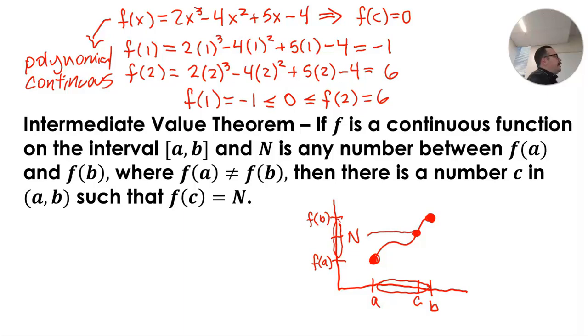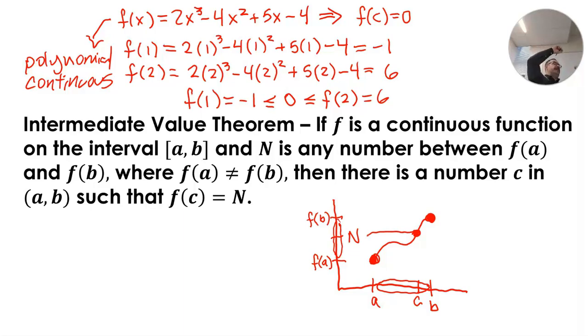And n is any number between f of a and f of b. Our a and our b are 1 and 2. So 0 is in between f of 1 and f of 2. So that means that there exists some number c in between 1 and 2 such that f of c equals 0.